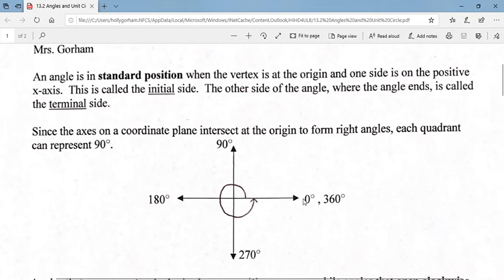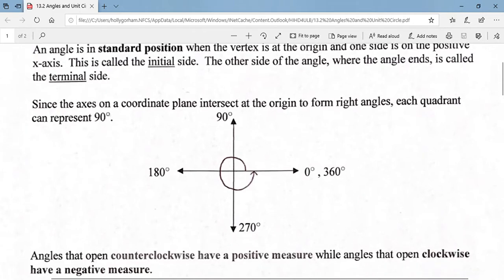So when we start here, we always start at the positive x-axis. That represents 0 degrees. As we open in a counterclockwise direction, when we go up, that's 90 degrees. Another 90 is 180. Another 90 is 270, and when you finish the full circle, you've gone 360 degrees. And you can keep going around the circle as many times as you need to. It would just be adding 90 every quadrant.